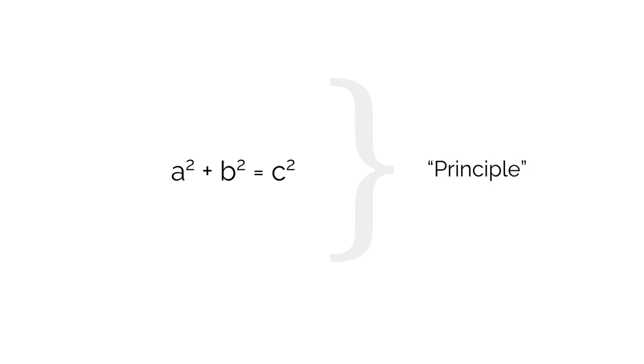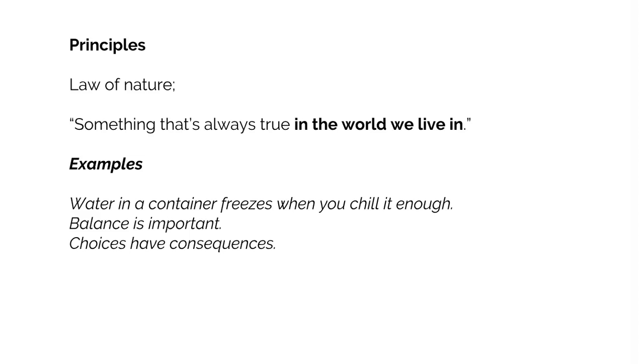By the way, this particular argument is also a kind of principle. What's a principle, you ask? Principles are also part of logic. Principles are like laws of nature. My definition is a principle is something that's always true in the world that we live in. So for example, water in a container freezes when you chill it. Balance is important. Choices have consequences. Those are principles. Maybe in some other world those things aren't necessarily true, but in this world those things are always going to be true.